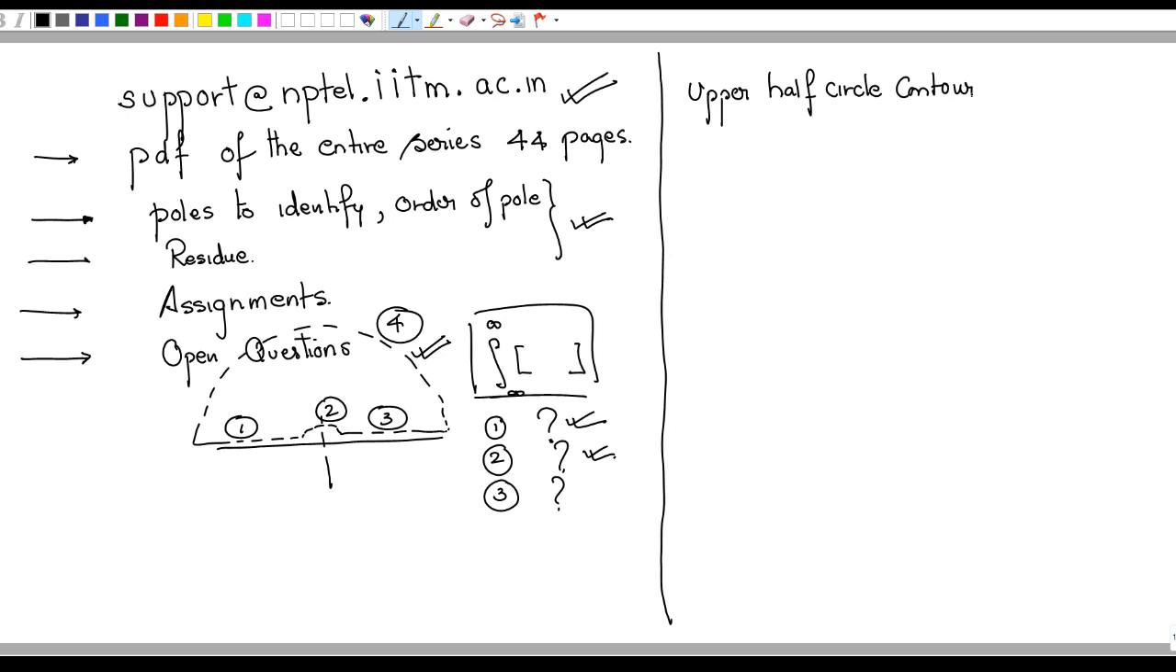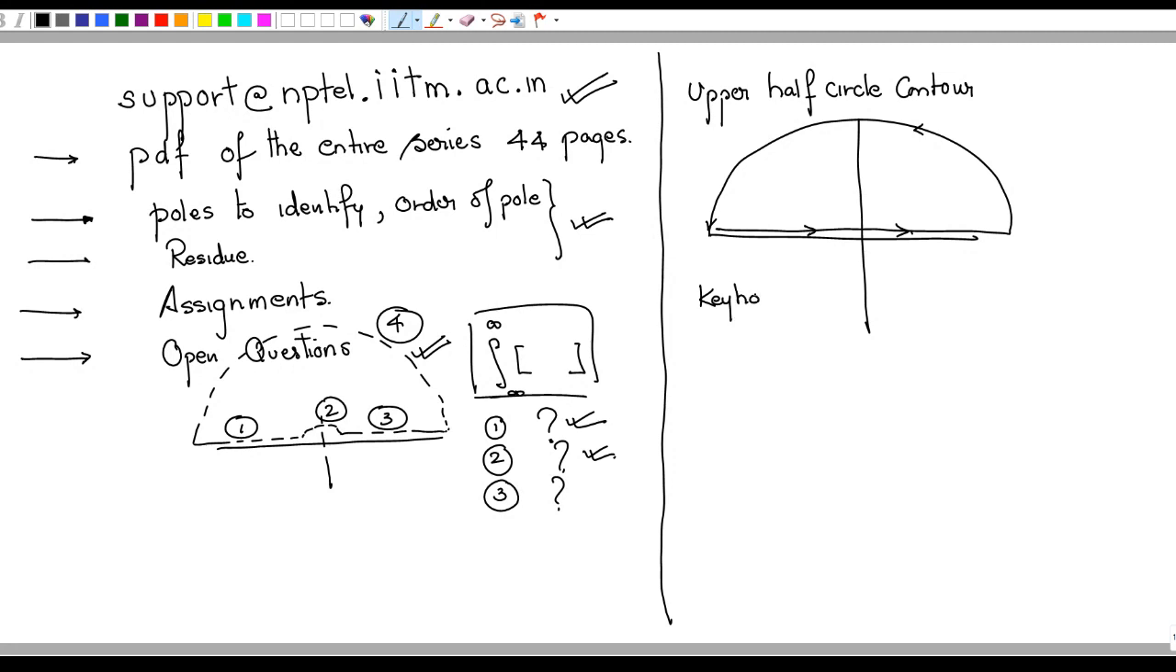Okay, so this is the upper half circle contour. Then there is a keyhole contour. The picture is there, and the name is also there in the question paper. So that looks like this.